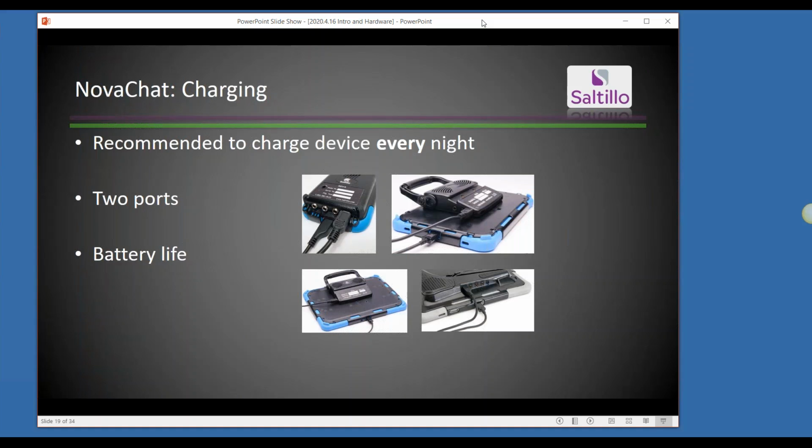If these are compromised, then the Nova Chat may need to be sent in for repair if it's not charging correctly or sufficiently. As technology has advanced, much like the design of our amplifier and tablets, the charging options can vary on which tablet you're using, and I would highly suggest looking at the manual, which can be found on the Saltillo website, to verify which charging method is needed for your specific Nova Chat.